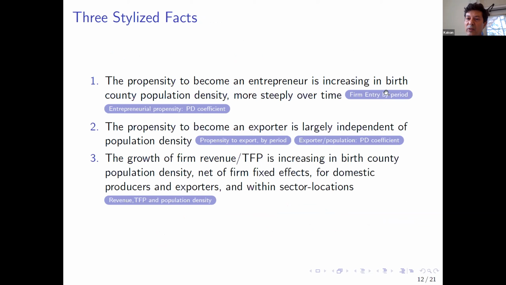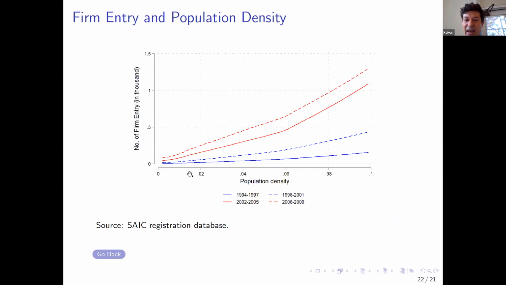Okay, so let me show you patterns of entry. On the x-axis, what you have is the population density of the birth county. And on the y-axis, you have the number of entering firms over 4 time periods: 1994 to 1997, 98 to 2001, 2002 to 2005, and 2006 to 2009. This is entry, okay, not the stock of firms. And the thing you notice here is that entry is always increasing in population density. It's increasing over time, and it's increasing more steeply over time in population density. This is a very striking finding. This is telling us that there is explosive growth in the number of firms because entry is increasing over time.